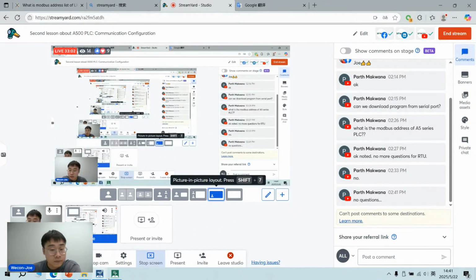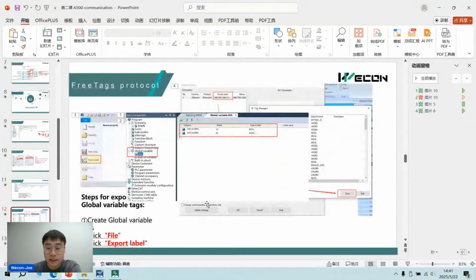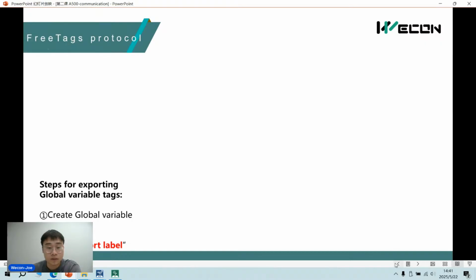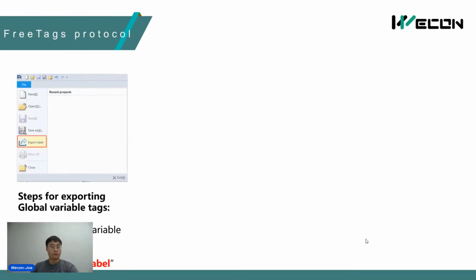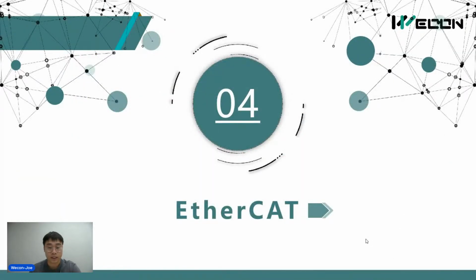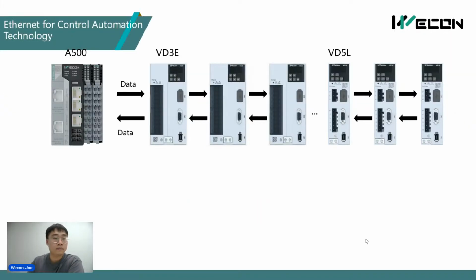Okay. So we can go to the next part. The last part is NETCAT. Our A500 can be connected to our VD3E servo or VD5L servos by the NETCAT interface.